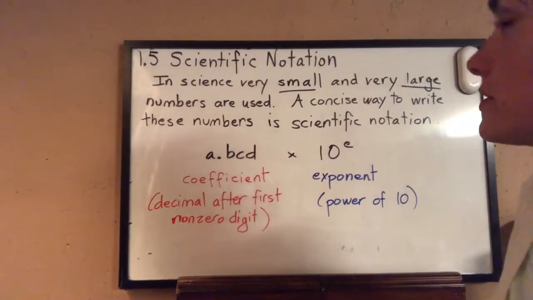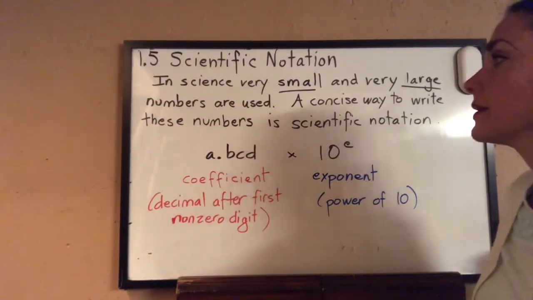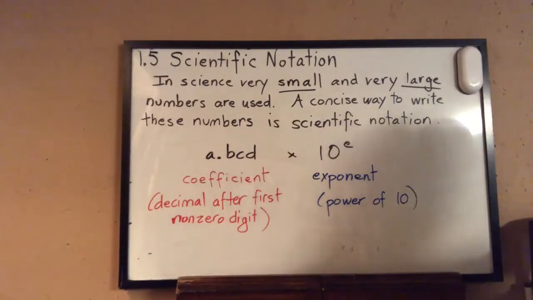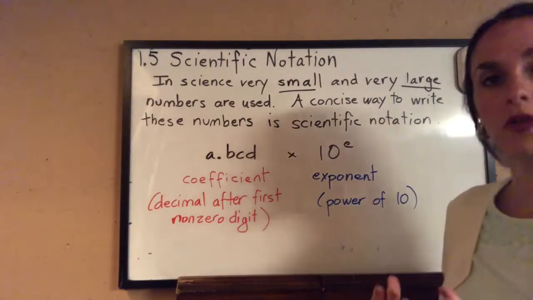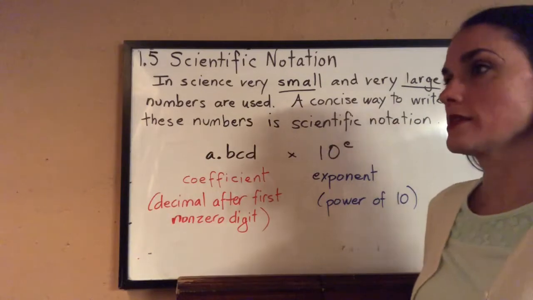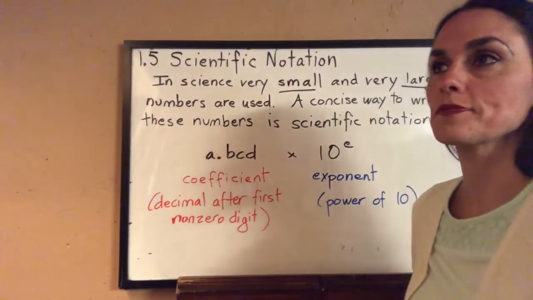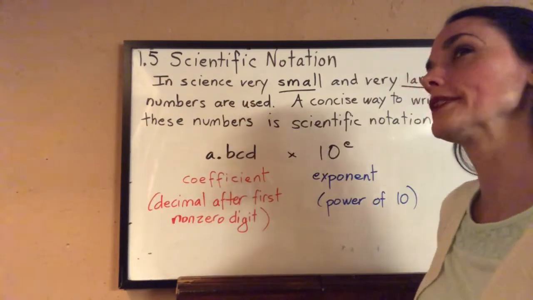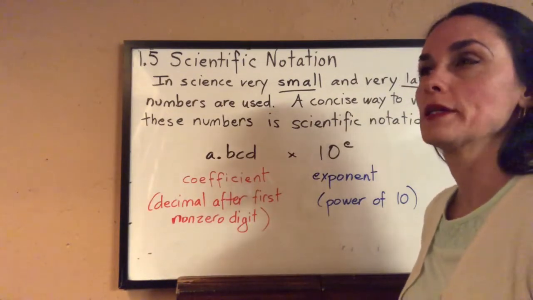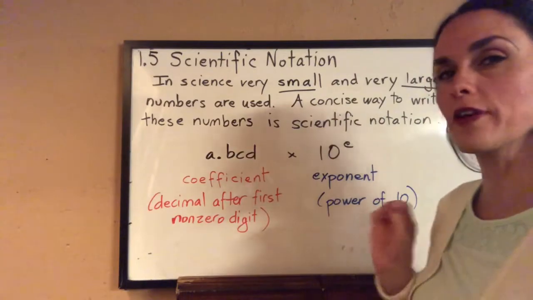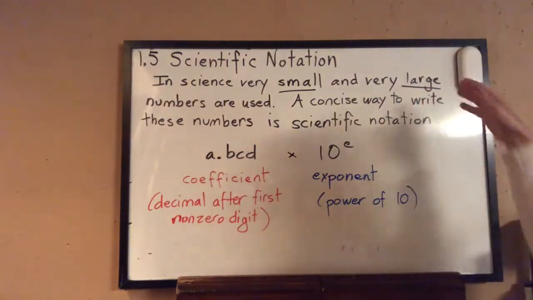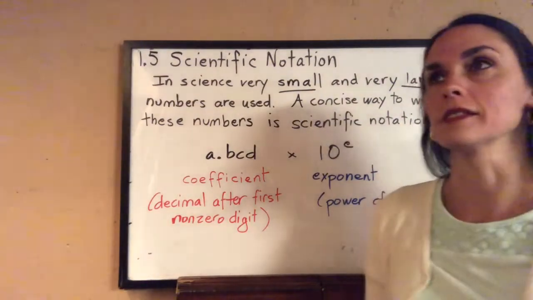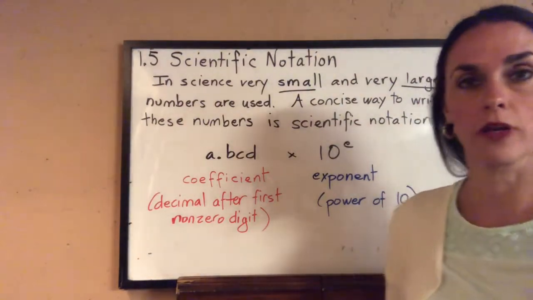Scientific notation, section 1.5. In science, we have very small and very large numbers that are used. Very small numbers, if you think of the size of a virus particle, or the size of a water molecule. Very, very small. Very large numbers. If you think of distances in outer space, very large.